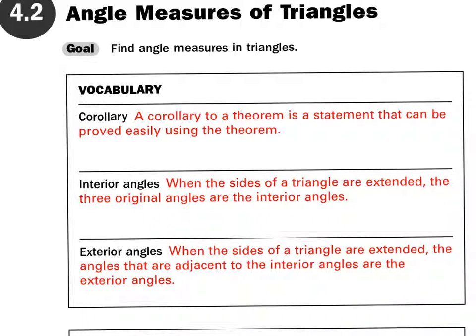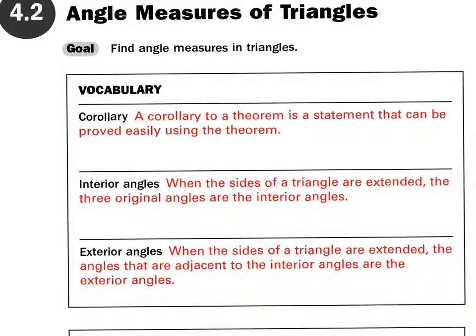In this video, we're going to learn various ways to find the angle measures in triangles. Here are some important concepts. Corollary. A corollary is just an extension of a theorem. If we already know a theorem, then there are different ways of extending that to make that theorem even more useful for us. And sometimes it makes life a lot easier for us.